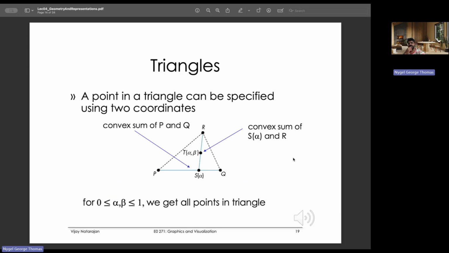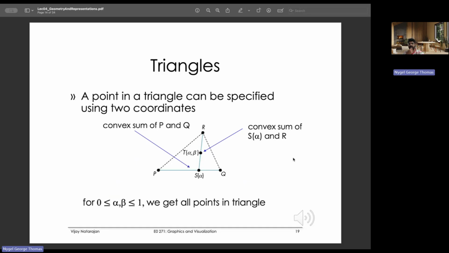Another specific plane which we want to represent is a triangle. A point of a triangle can be specified by two coordinates. So if you have 2 points, first you find the parametric form of a line joining these 2 points by the convex sum of P and Q, similar to what we had for the line segment. Then you take that point, which is like a variable point between these lines, and take another point R and take the convex sum between S of alpha and R.